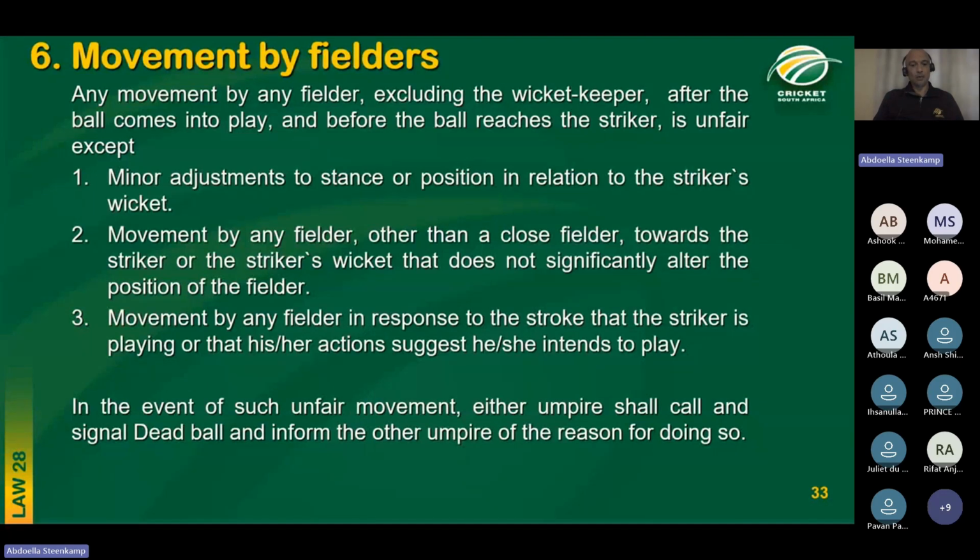And what is the punishment if there is unfair movement by any of the fielders? You, the umpire, need to intervene. How do you intervene? You need to call and signal dead ball. You call your colleague over and you inform your colleague there was unfair movement by fielder X. That's why I called and signalled dead ball. Now the law goes on further. There's more punishment. It's not just calling dead ball.